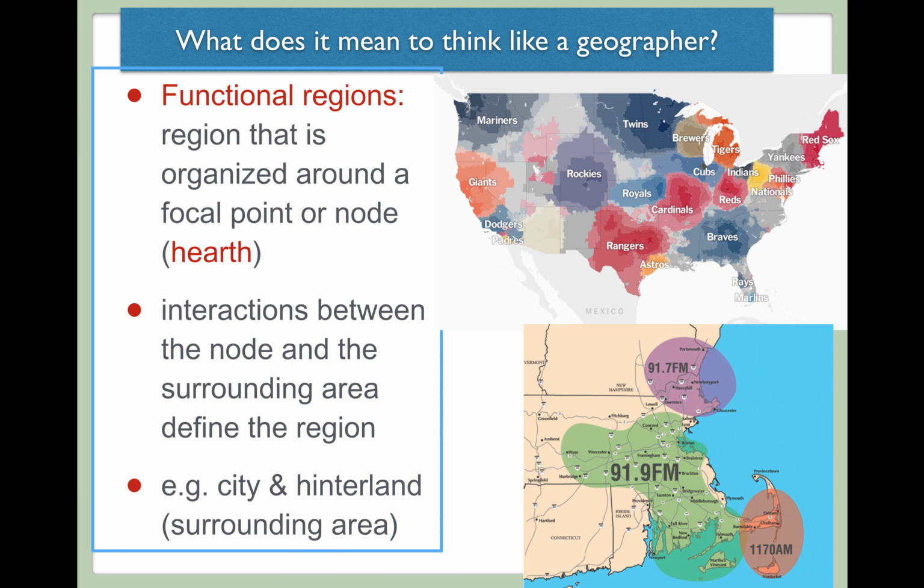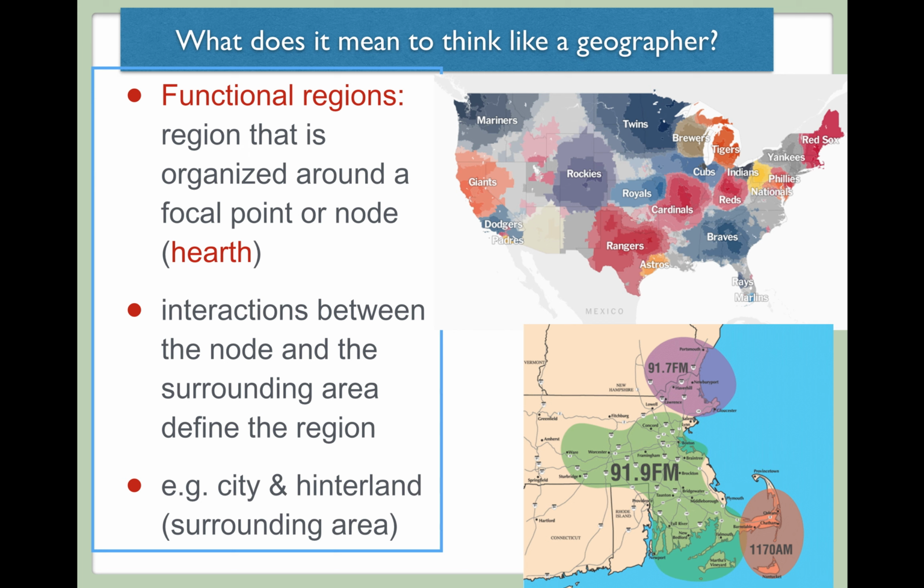The second type of region is called a functional region. The key difference between a formal region and a functional region is that the functional region has a node, a focal point or a node. And the whole region is then organized around that focal point or node. So every time you're trying to distinguish between a formal or a functional region, I want you to ask yourself, is there a node?